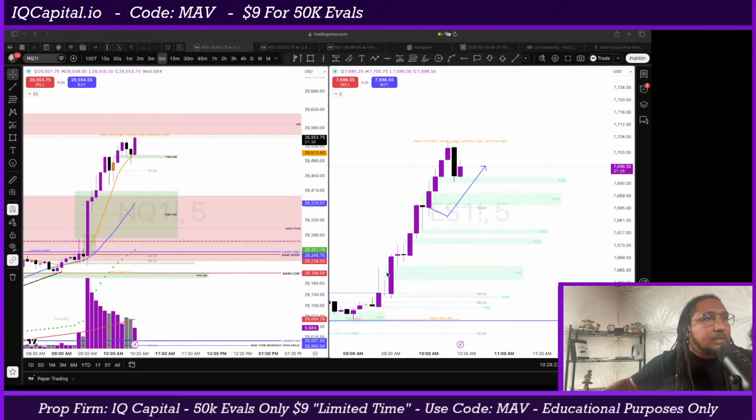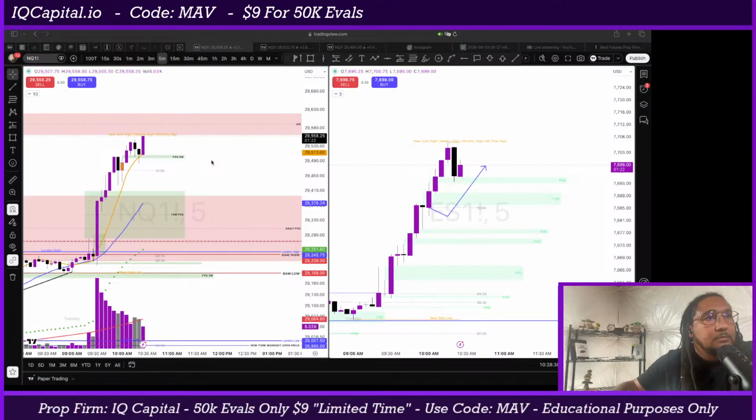So it looks like we're trying to tap into that 4-hour fair value gap. It's up there to the upside. And that may be our cause for a deeper pullback. ES has already hit all-time highs, so there's no more liquidity to chase after on the upside. So pullbacks would be the higher probability trade here.